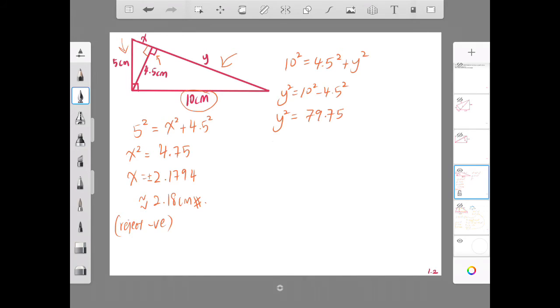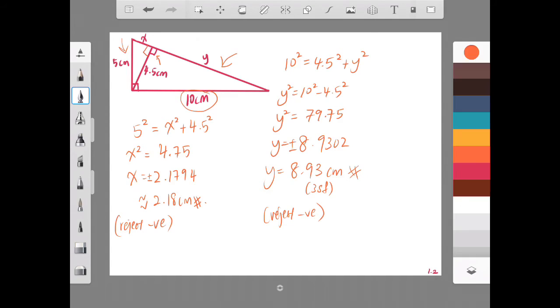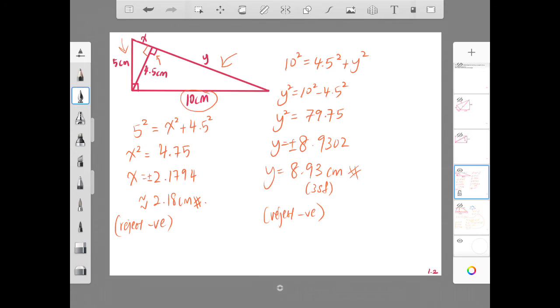79.75. So y will be equals to square root of 79.75. That will give us plus minus 8.9302, and y will be equals to 8.93 centimeter, 3SF. And of course we have to reject the negative value as well. Just take note, it is quite essential to write the plus minus in these cases, because of the square root of 79.75 here and square root of 4.75 here.